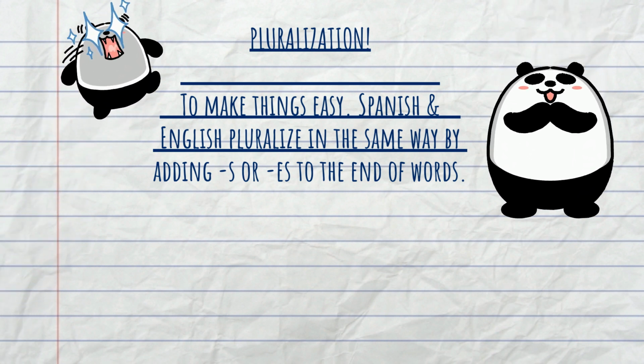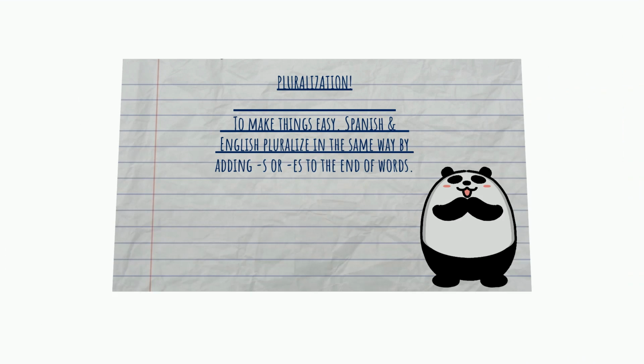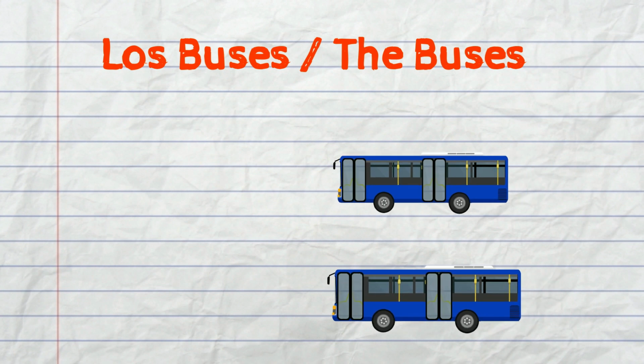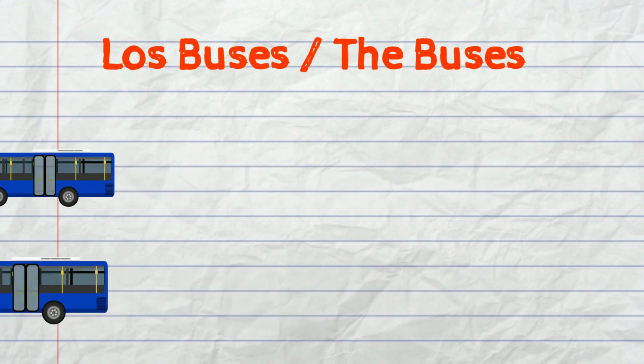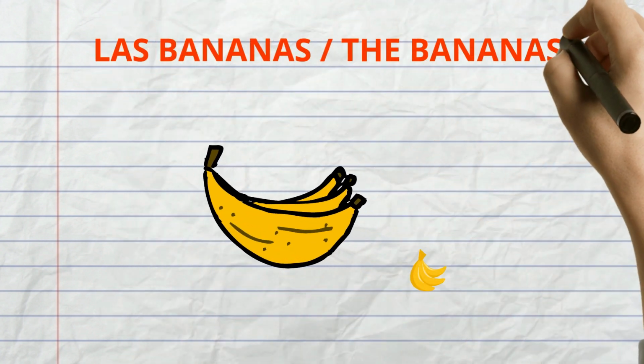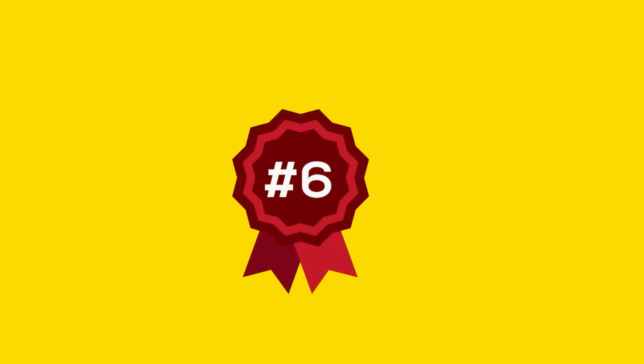Pluralization. To make things easy, Spanish and English pluralize in the same way by adding s or es to the end of words. This is not true of all languages. We take this for granted, but the fact that both languages pluralize in the same way makes it way easier. Los buses, the buses. Las bananas, the bananas. Can you see how similar Spanish and English are in these examples?